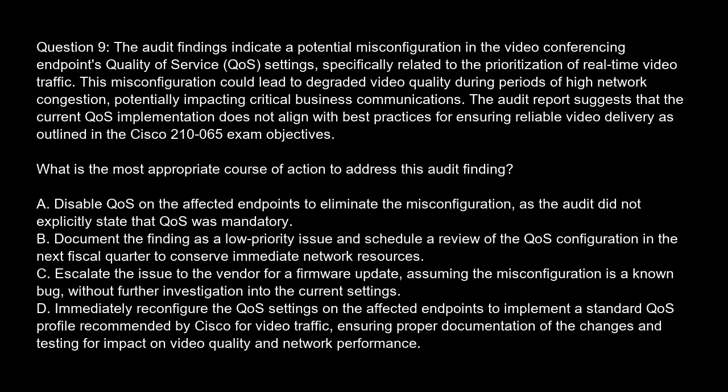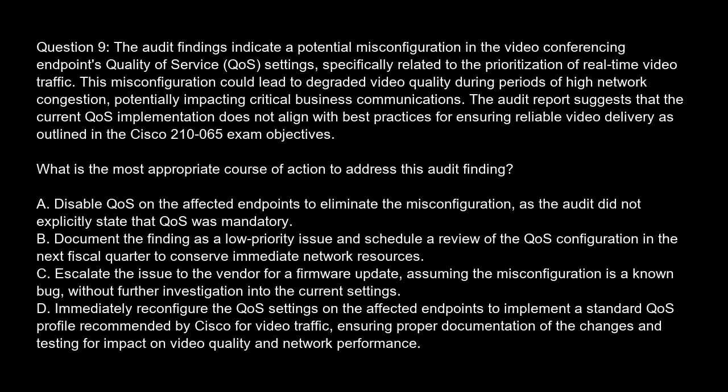Question 9. The audit findings indicate a potential misconfiguration in the video conferencing endpoint's quality of service (QoS) settings, specifically related to the prioritization of real-time video traffic. This misconfiguration could lead to degraded video quality during periods of high network congestion, potentially impacting critical business communications. The audit report suggests that the current QoS implementation does not align with best practices for ensuring reliable video delivery as outlined in the Cisco 210-065 exam objectives. What is the most appropriate course of action to address this audit finding?